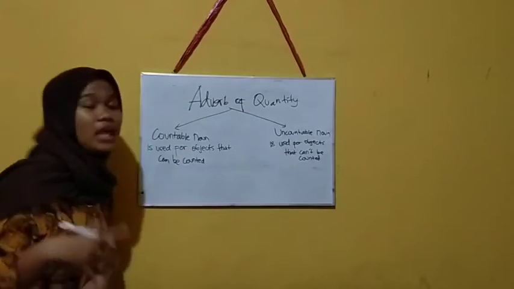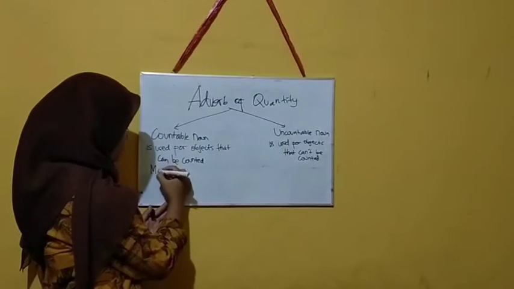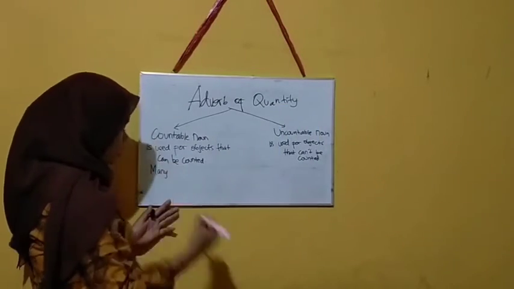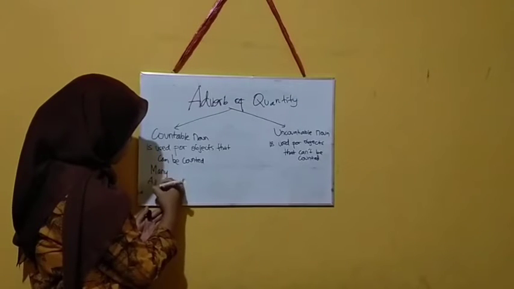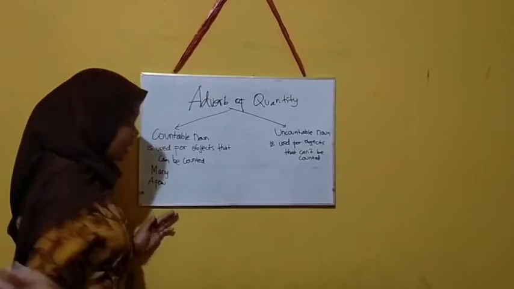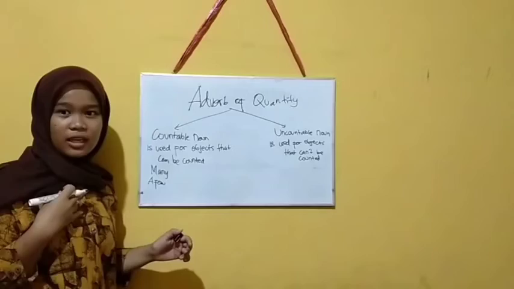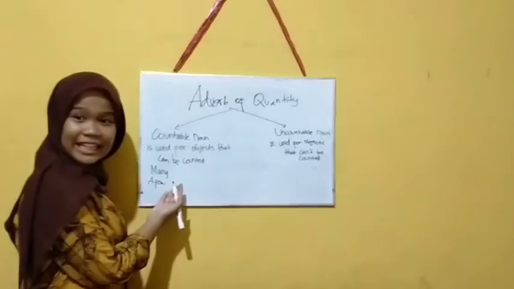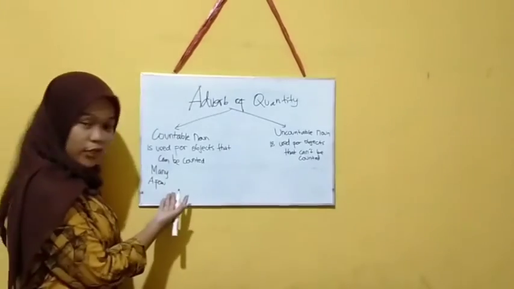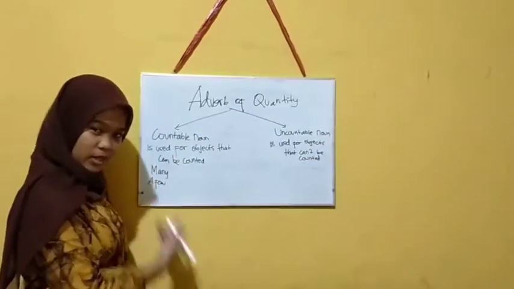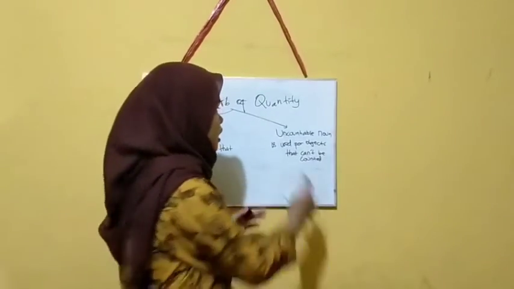The example of countable noun is many, and then a few. Please listen to me and repeat after me, okay? Many. Many. A few. A few. Okay, that's right. Okay, next.